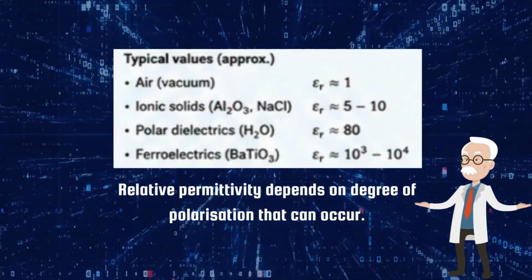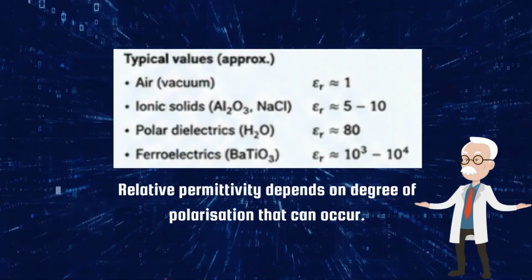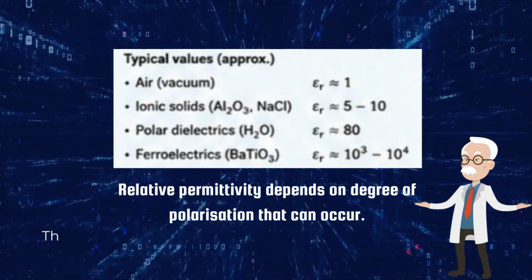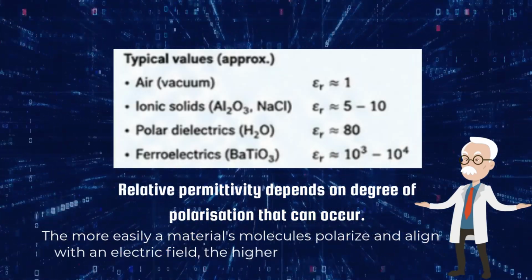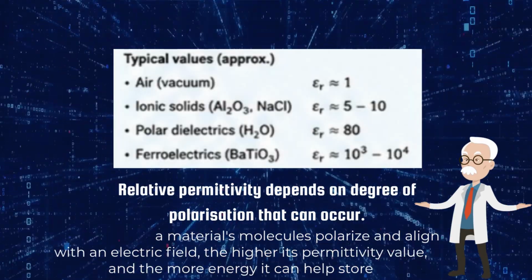The main takeaway here is at the bottom of the slide. Relative permittivity depends entirely on the degree of polarization that can occur within the material. The more easily a material's molecules polarize and align with an electric field, the higher its permittivity value, and the more energy it can help store.